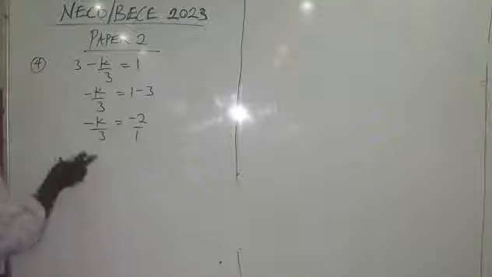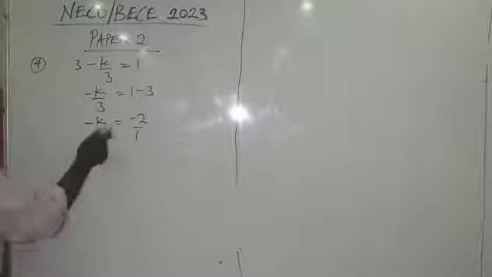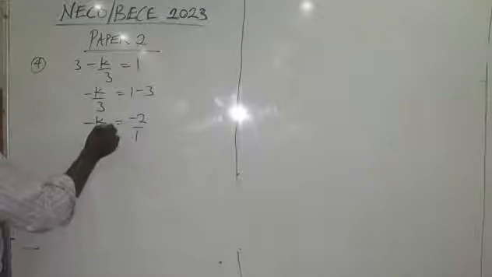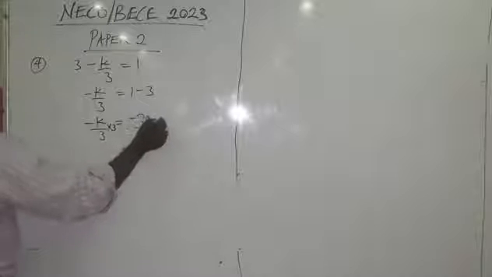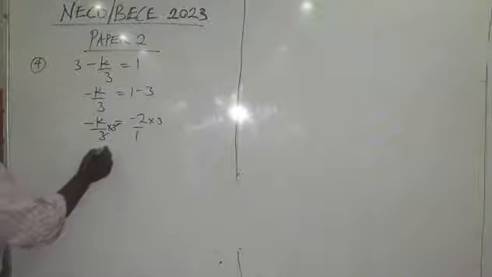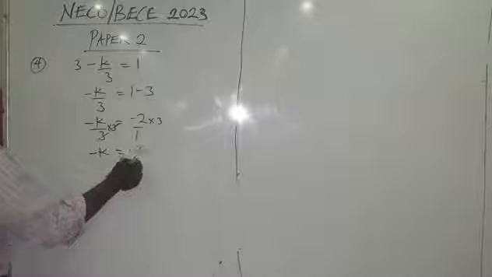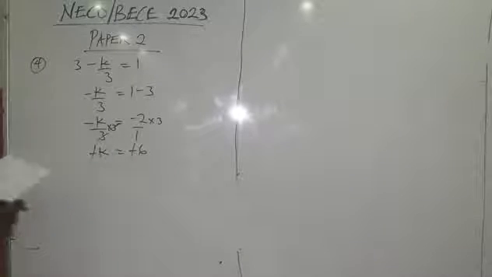So then you want to cancel out this fraction. So multiply both sides by what? 3. So when you multiply by 3, 3 cancels 3. Then you have minus k equals what? Minus 6. So minus cancels minus. Therefore k equals what? 6. That's option C. Then number 5.